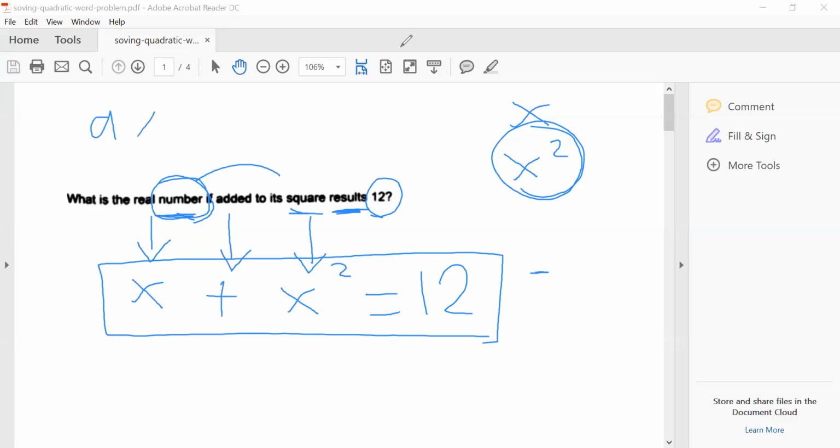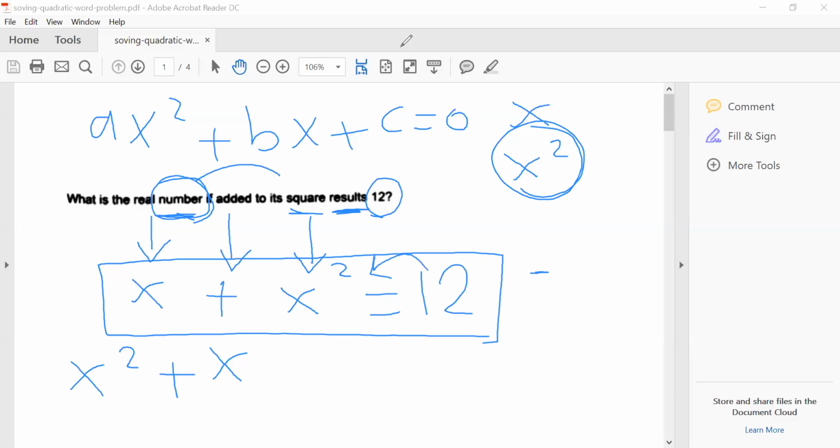Okay, I want to put it in the form ax squared plus bx plus c equals 0. It means I want to arrange it: x squared plus x, minus 12. First, suppose that I put 12 inside my equation, so it will be negative 12 equals 0. And if you start with this step first, after putting 12 in negative inside, you will arrange x squared and x.